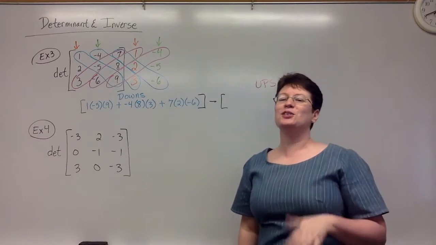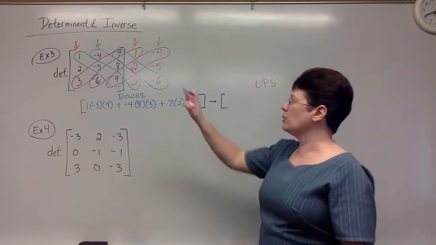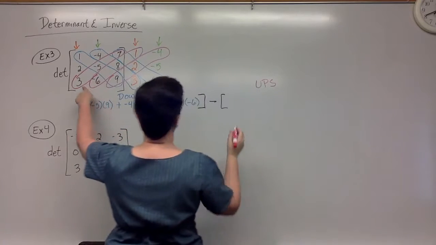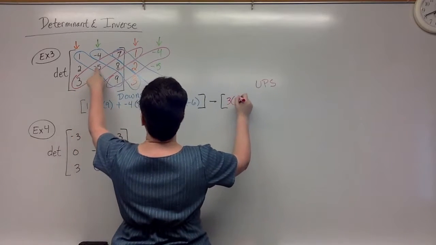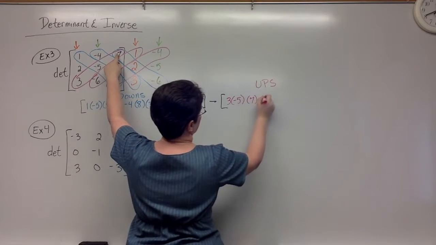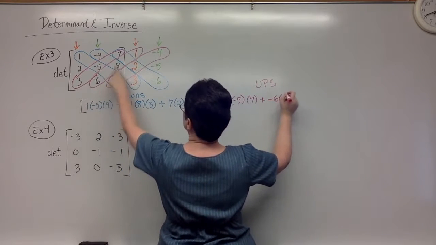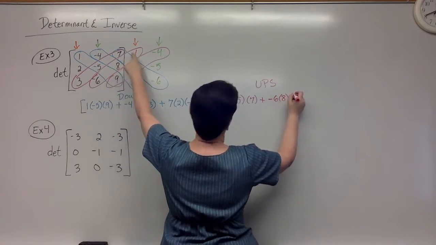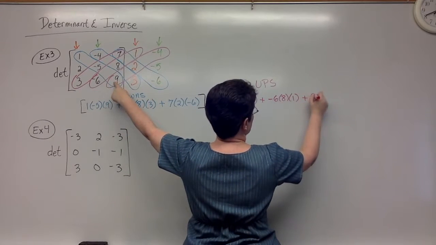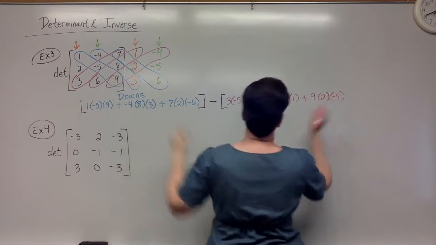And yes, you can do this with 4x4s and 5x5s and 6x6s. And it's always downs minus ups. Okay? So let's go with our ups. So I have 3 times -5 times 7 plus, next up, -6 times 8 times 1 plus, last one, 9 times 2 times -4.